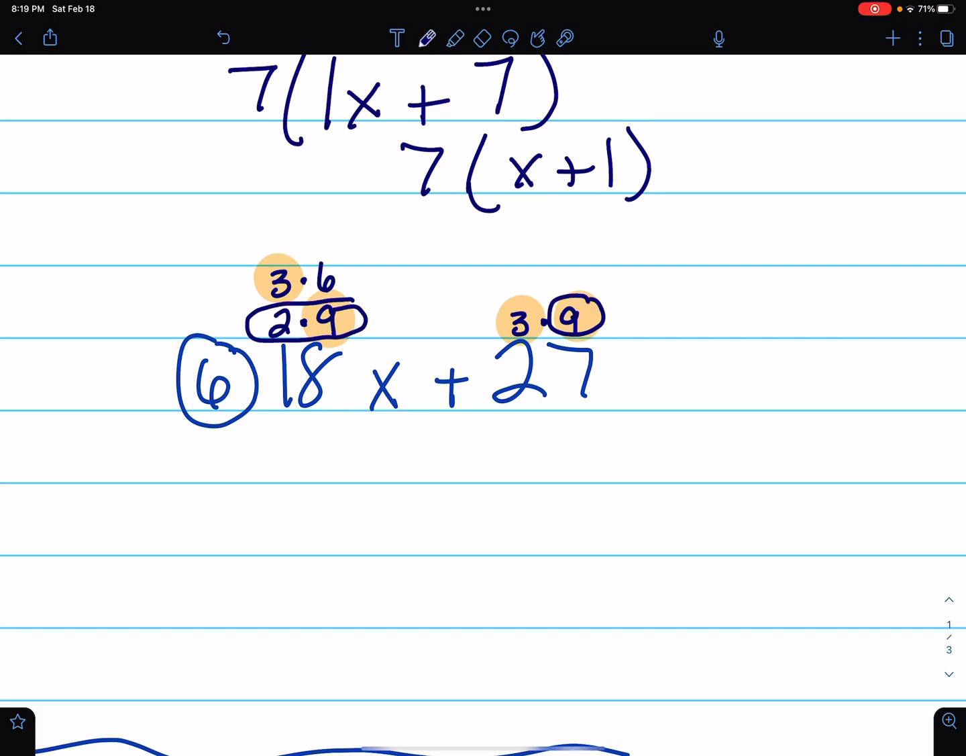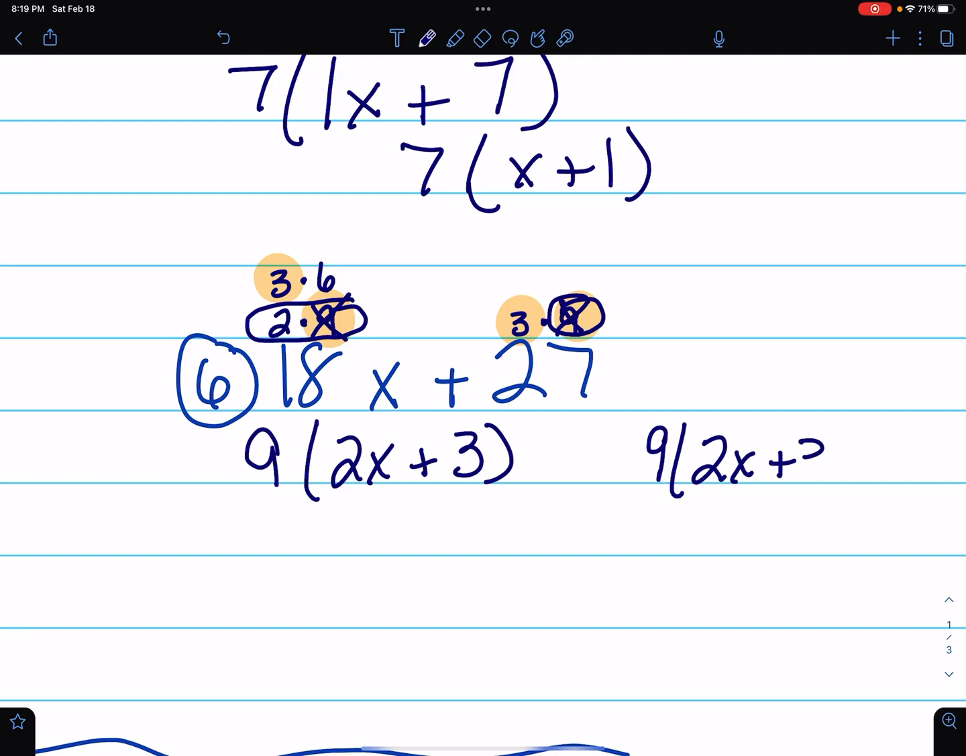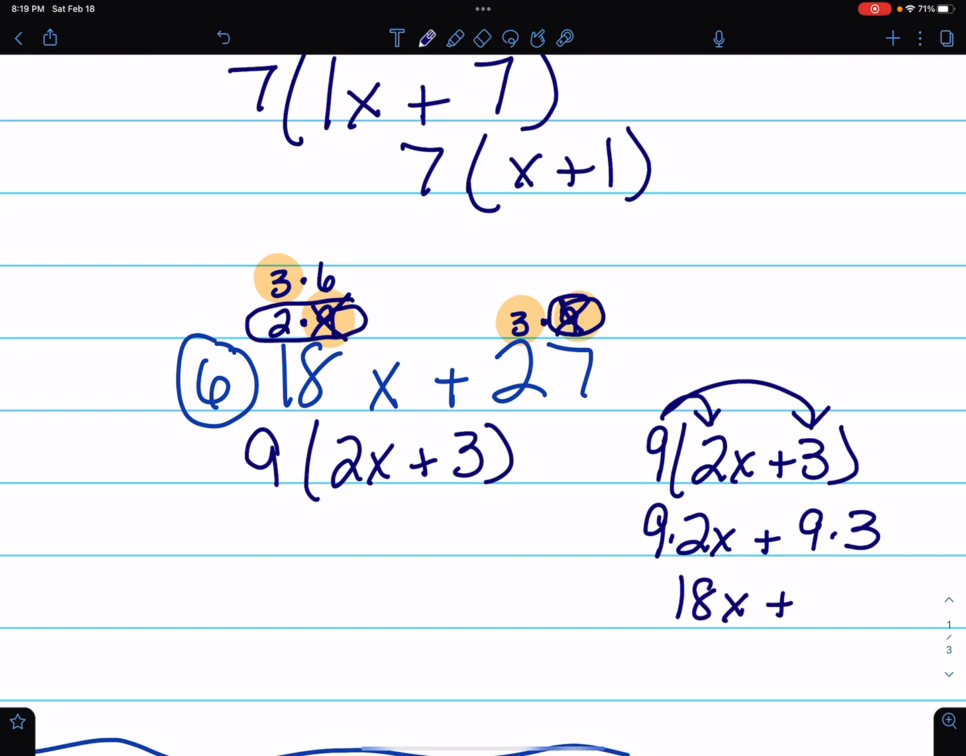Okay? So we are going to pull the 9 from both of these. So my first term has the 2 and the x left over. And my last term has just the 3 left over. Now, just to review, the reason why we're doing this is so that we can then distribute to verify that they're correct. But we'll have to see a couple of these. Well, this would then become 9 times 2x. And this one would become 9 times 3, which is 18x plus 27.